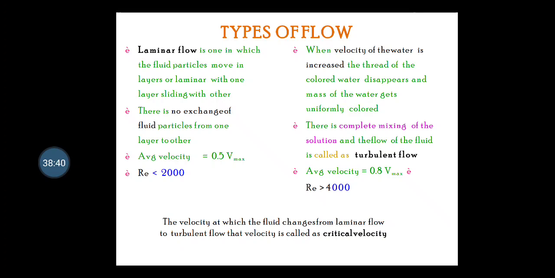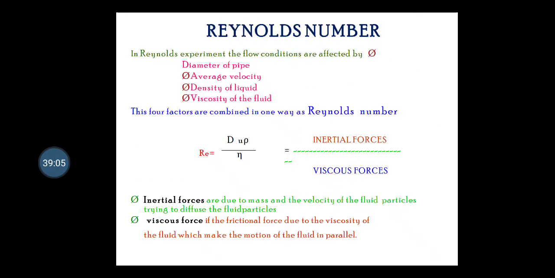The velocity at which the fluid changes from laminar flow to turbulent flow is called the critical velocity. I'm going to repeat this sentence: the velocity at which the fluid changes from laminar flow to turbulent flow is called the critical velocity. So basically, why the Reynolds number is needed: the flow conditions are affected by different parameters.